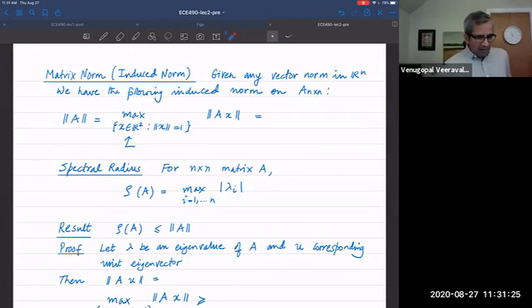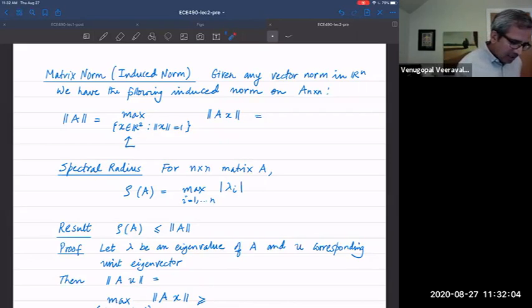So we define a vector norm, and the Euclidean norm, which is mostly what we deal with, is the square root of x transpose x, or the square root of the sum of the squares of the components of x. But if you have any vector norm in Rn, you can actually produce what's called an induced norm on n by n matrices.